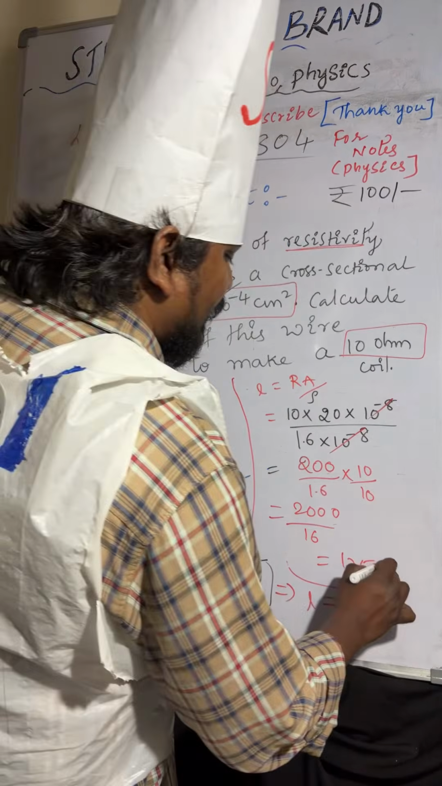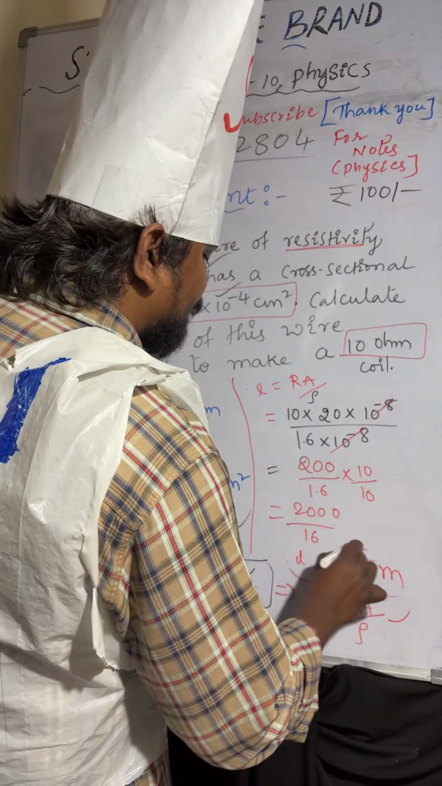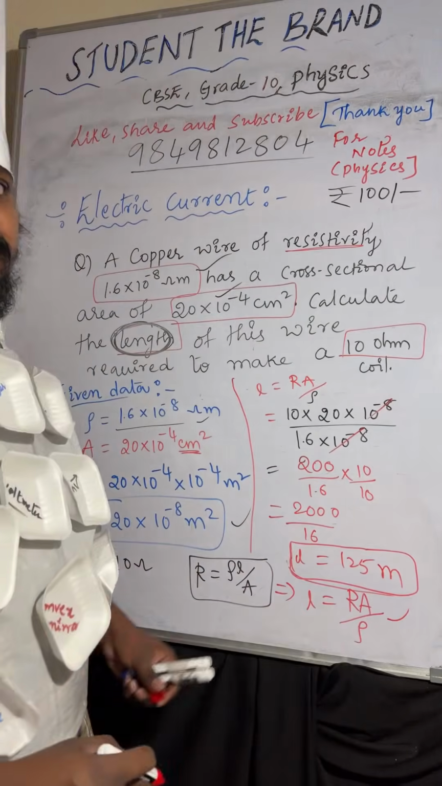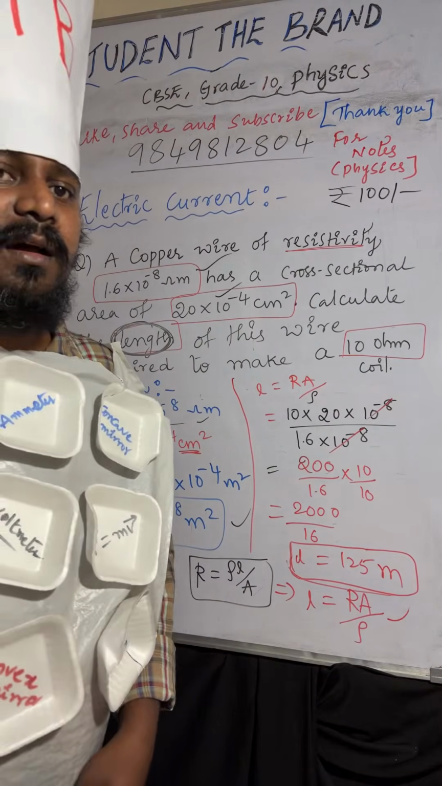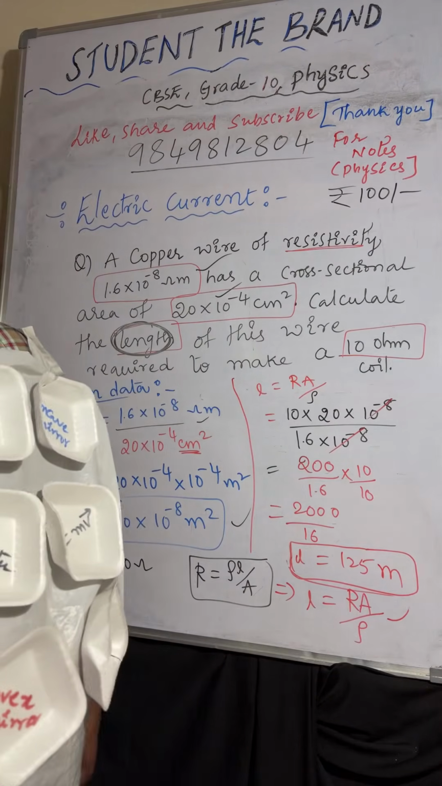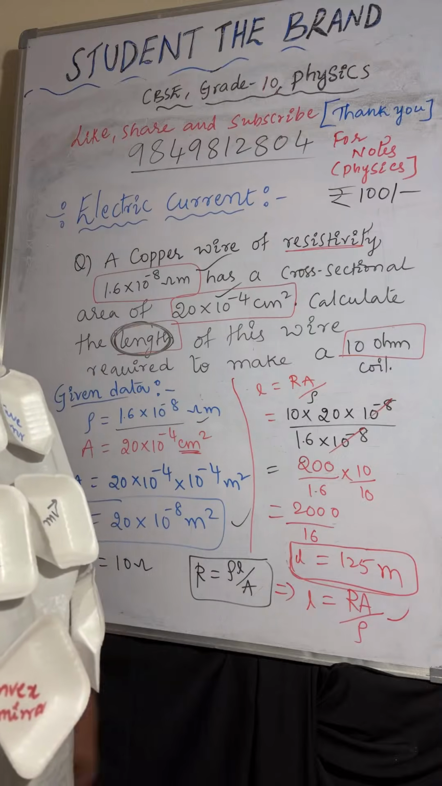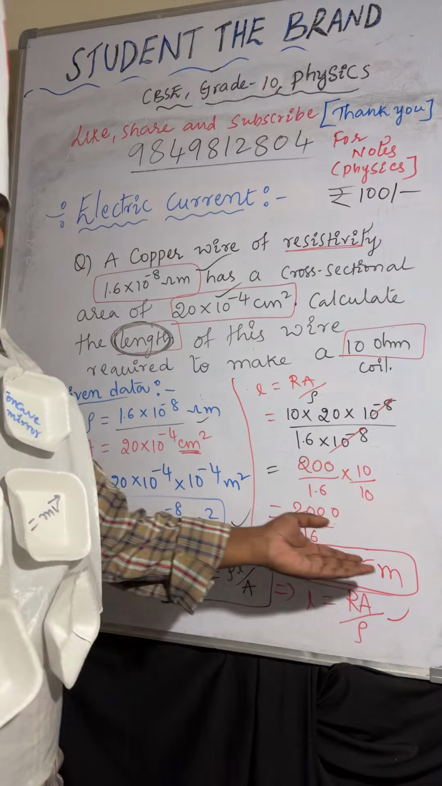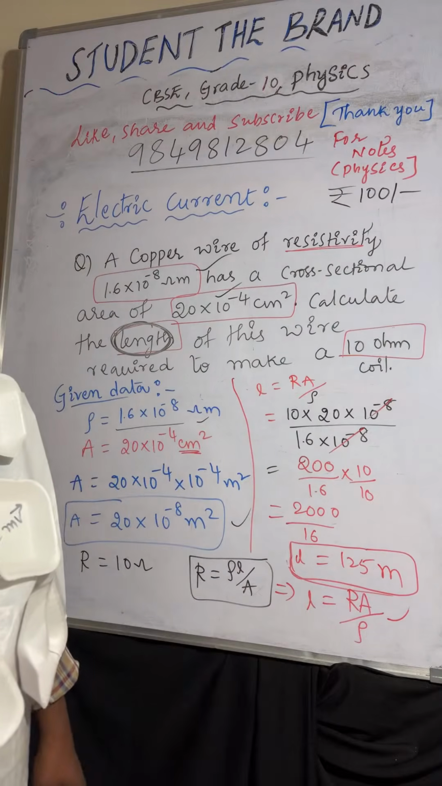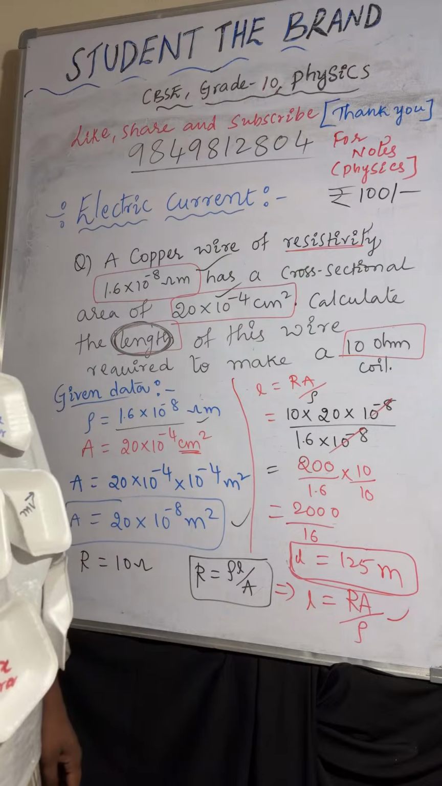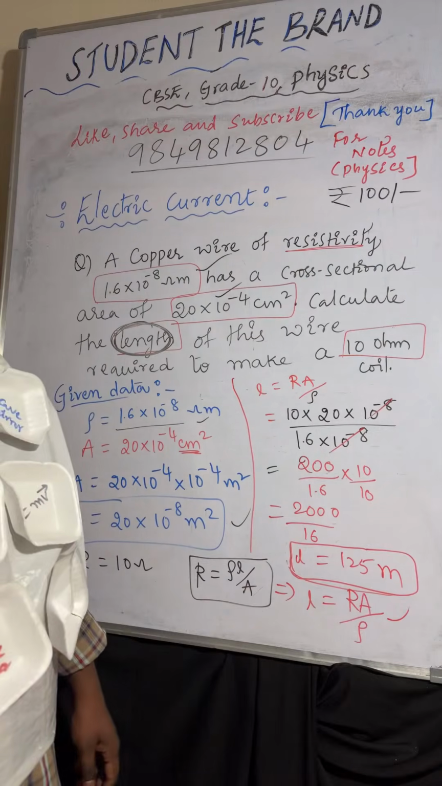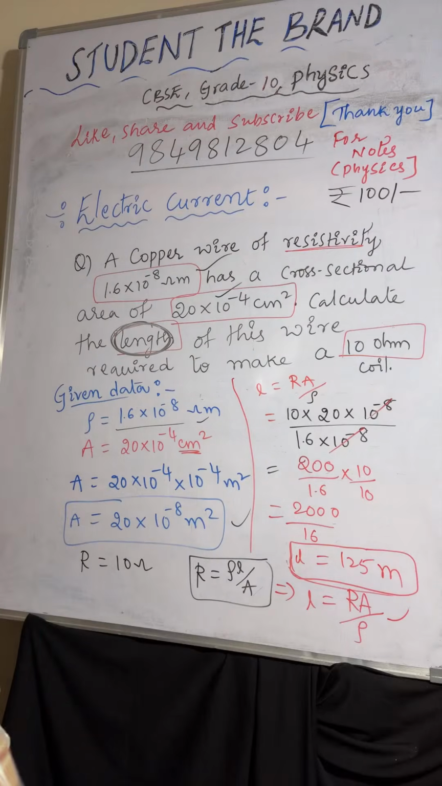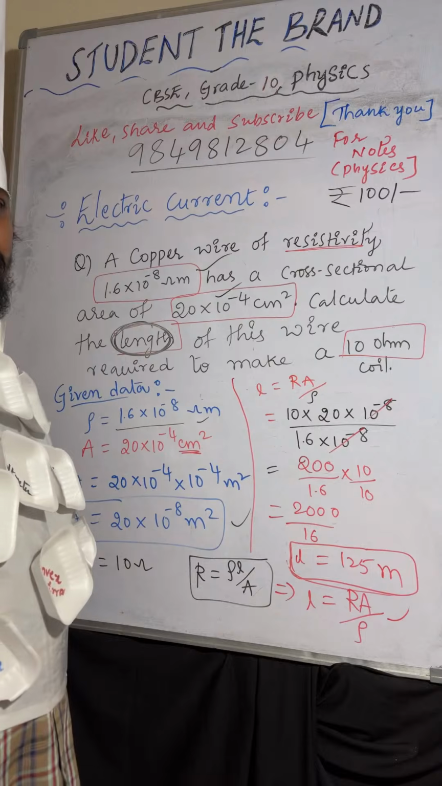Then that is L equal to 125 meter. Is it correct? Is it wrong? So let me know. Did you get the same answer? So L equal to 125. Okay, done. So next, one more problem.